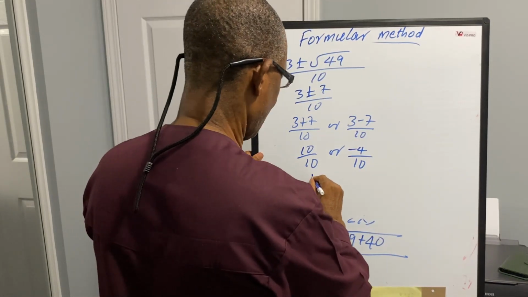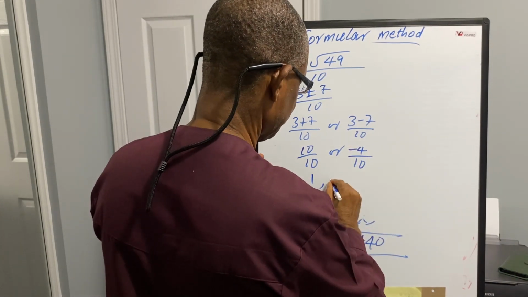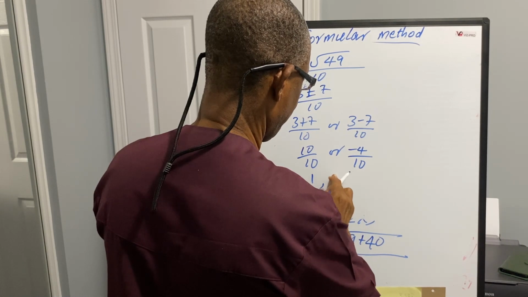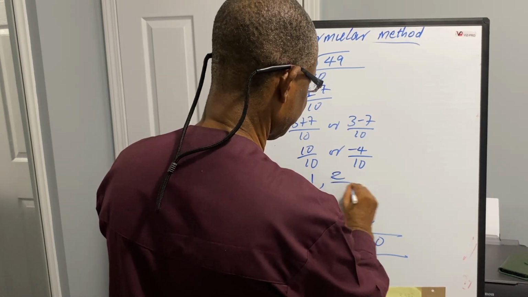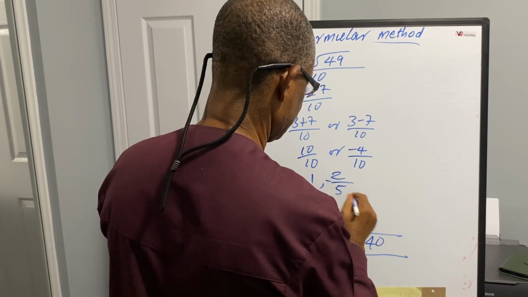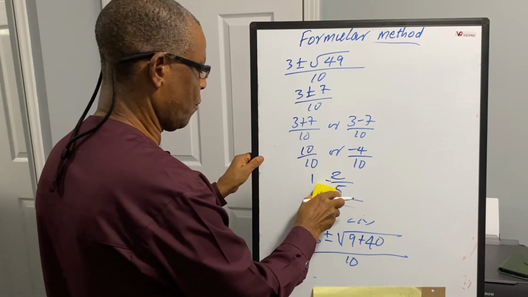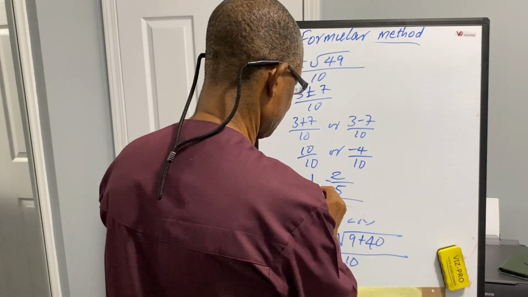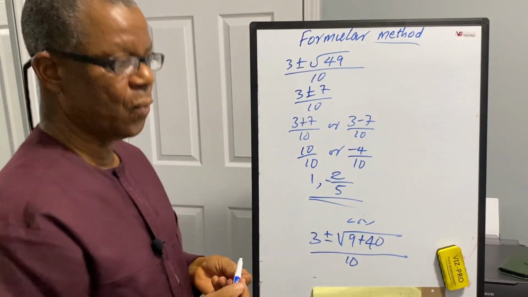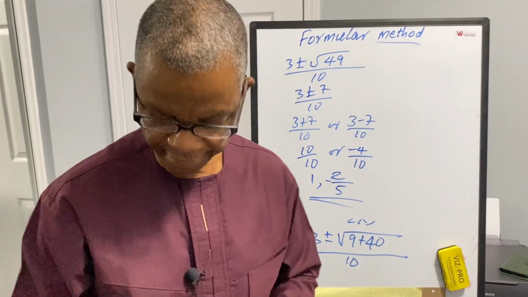10 divided by 10 is 1, comma, and minus 4 over 10: 4 divided by 2 is 2, 10 divided by 2 is 5. Remember, this is minus, so we have solved our problem. If you work very well, you discover it was the same thing we got when we used the completing the square method to solve this very problem.